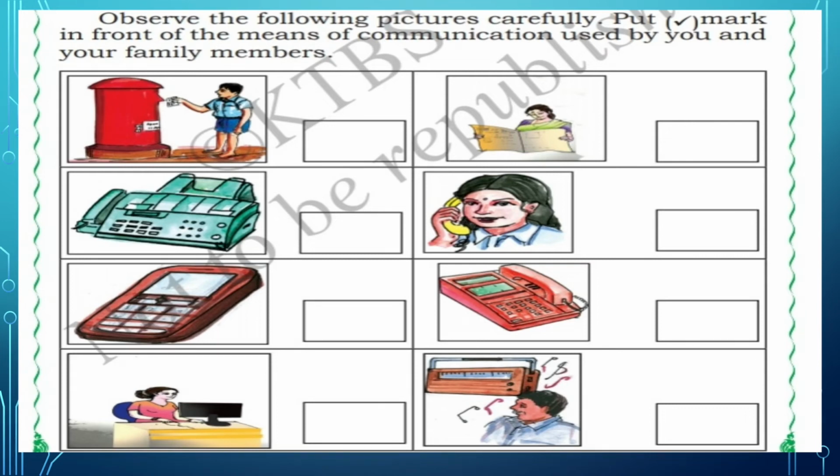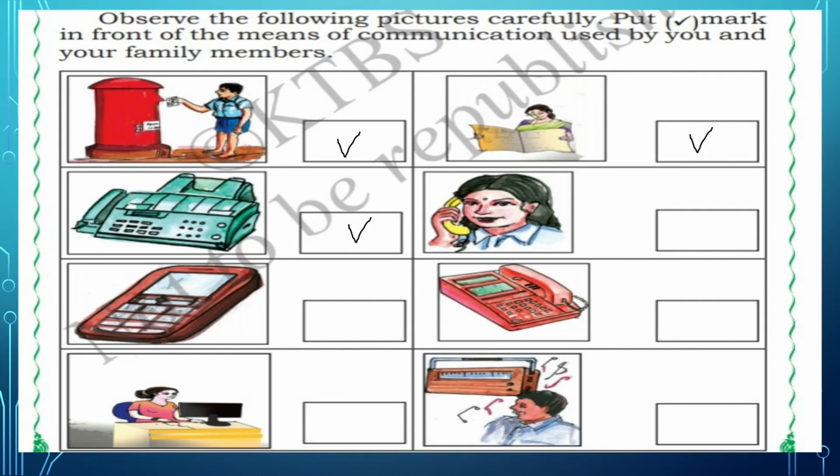Post box: I think if you ask your elders whether they have used it, then put a tick mark. Newspaper: you also read the newspaper, no? So you have to put a tick mark. Fax machine: it is mostly used now, at present also, in government offices or by higher level officers. These fax machines are used.